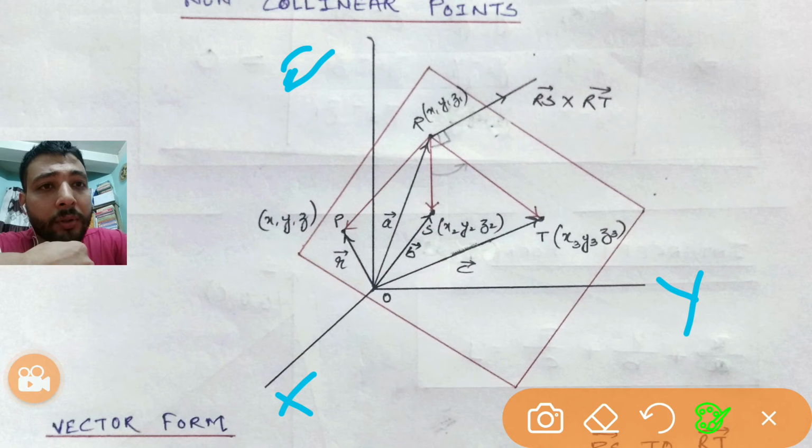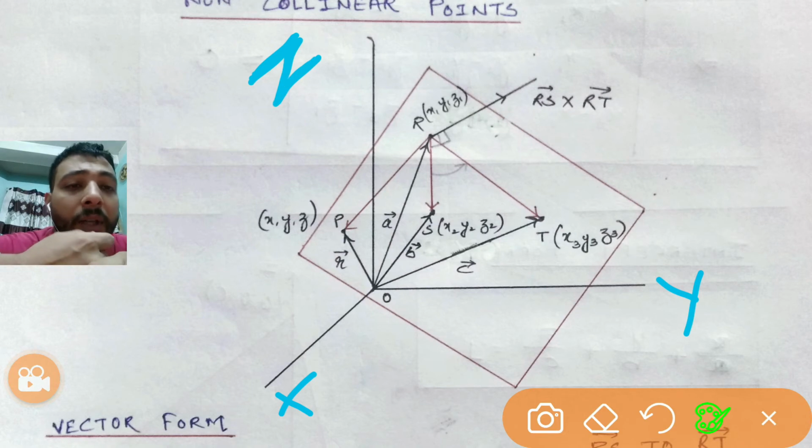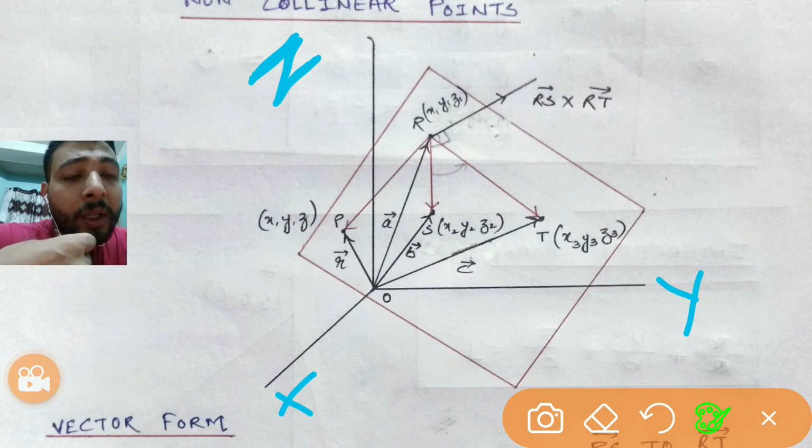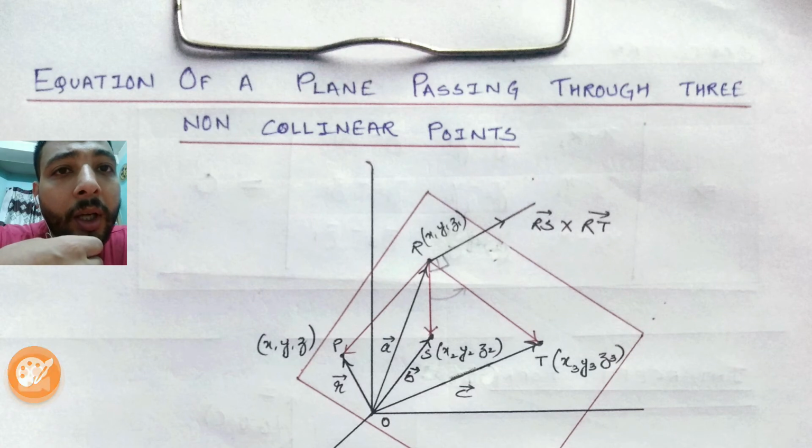This is z-axis. Okay, now the diagram which I made with the red pen, that represents our plane. The lines which you can see with red are lines on the plane, and the black lines which you can see are the position vectors from the origin. Clear? So you can see now I have 3 points given according to our heading, equation of a plane passing through three non-collinear points.